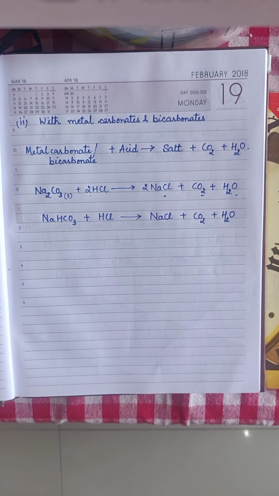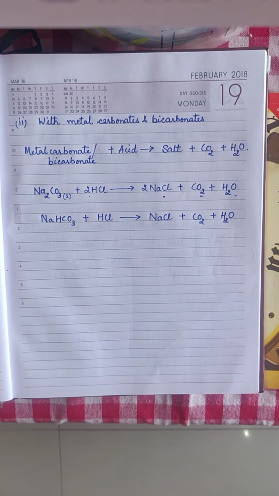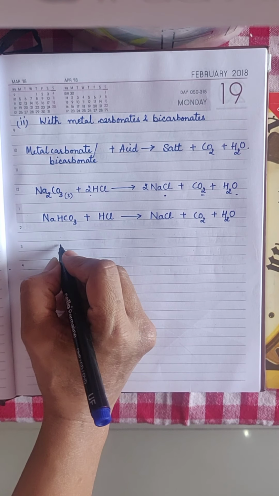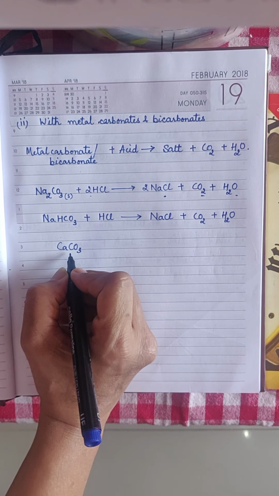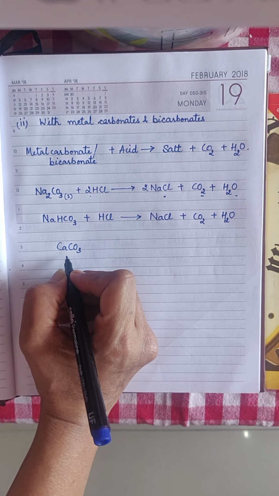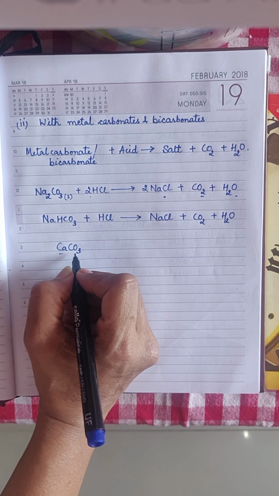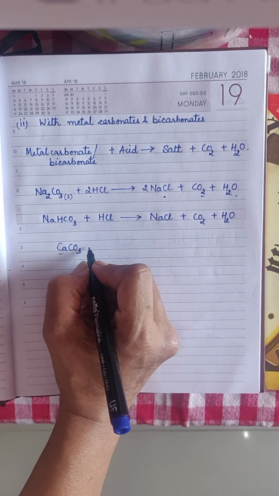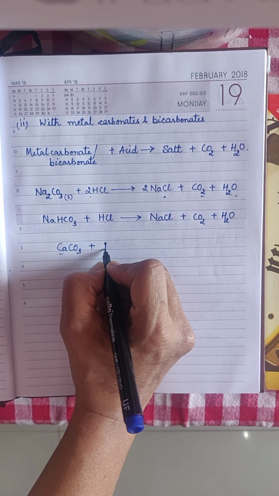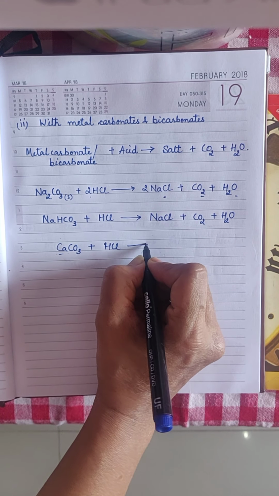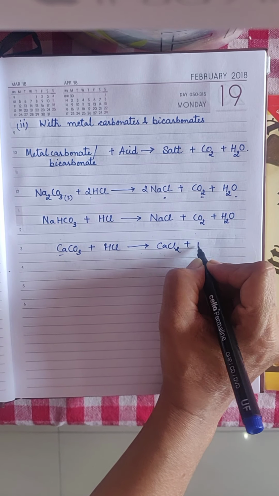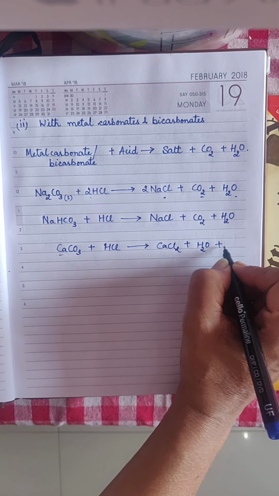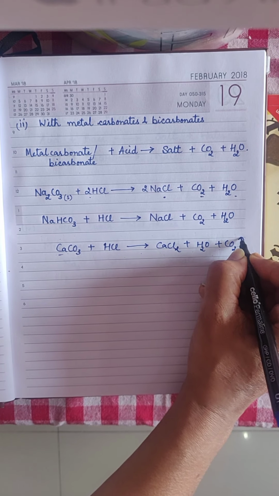Now limestone, chalk and marble, okay, the three forms of calcium carbonate. Limestone, marble and chalk, and eggshells also contain calcium carbonate. So it will also react with hydrochloric acid and the salt formed will be calcium chloride, water will be produced and carbon dioxide gas will be liberated.